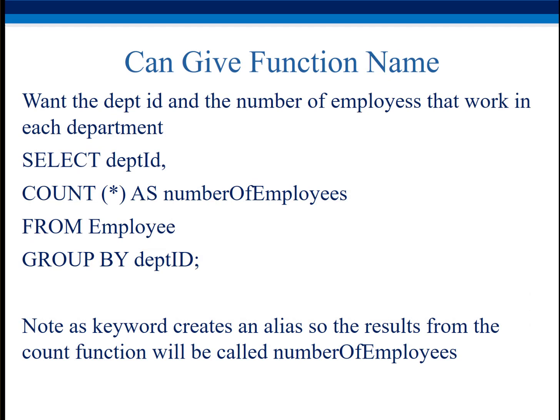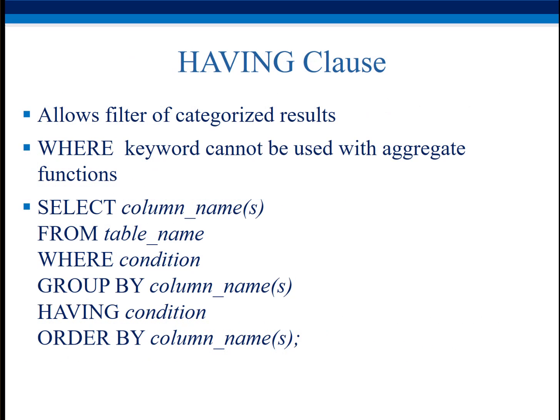And you can give the function a name. So we have count as number of employees, which we talked about before in the previous slide, and group by department ID. So it just creates an alias to make it look a little bit nicer.